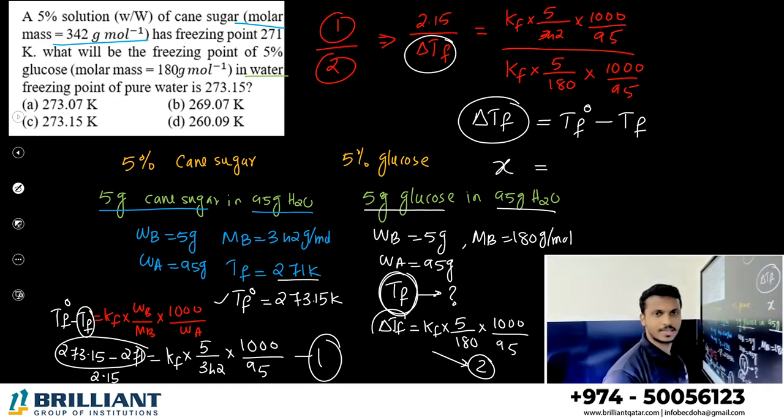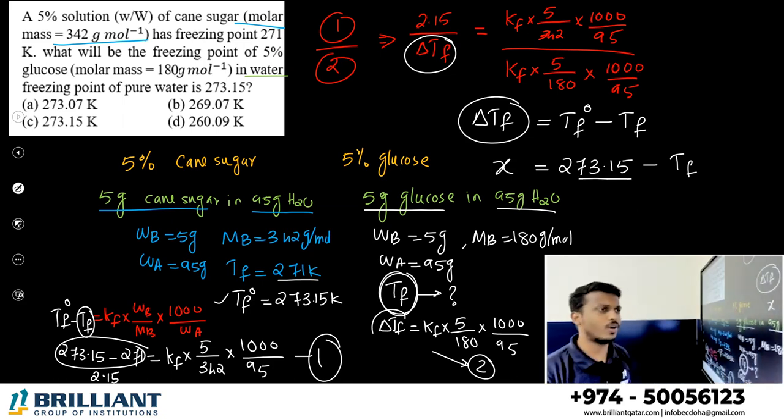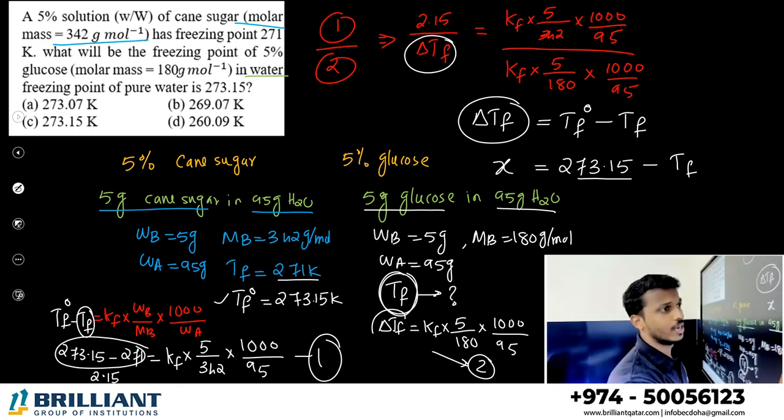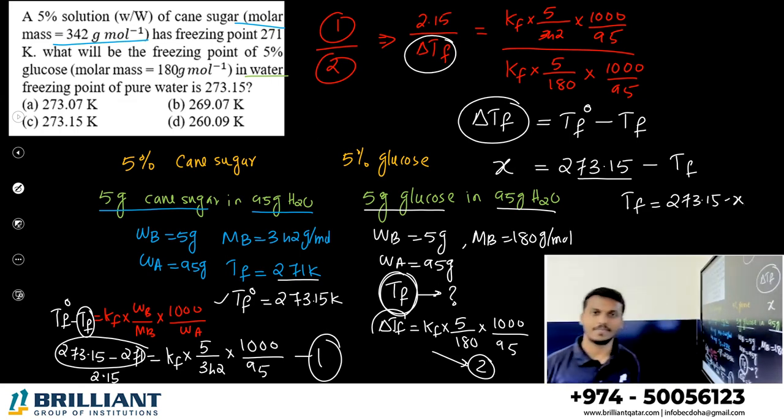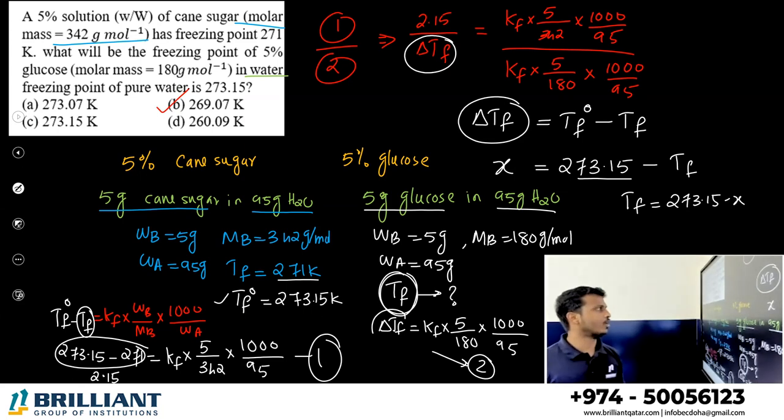From this equation you will get a value for delta TF. Let me take it as X. And what is TF naught? The freezing point of the pure solvent, 273.15 for water. So TF is 273.15 minus X. That's the value you are getting. You can check it here. Nearly 269.07 Kelvin will be the answer.